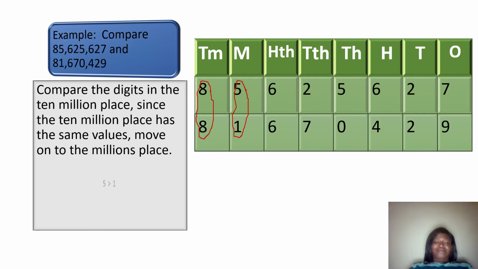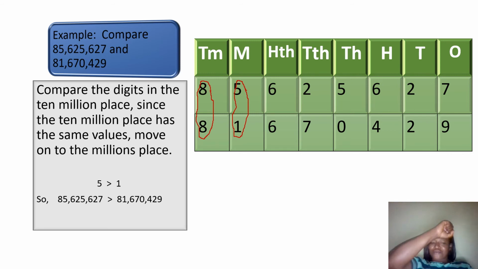So automatically 5 is greater than 1. So we know that 85,625,627 is greater than 81,670,429. That's good. Now we are done with this step, we are moving on to the next step.